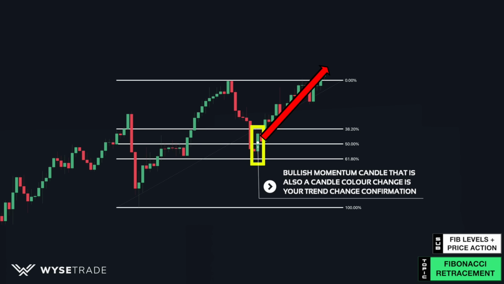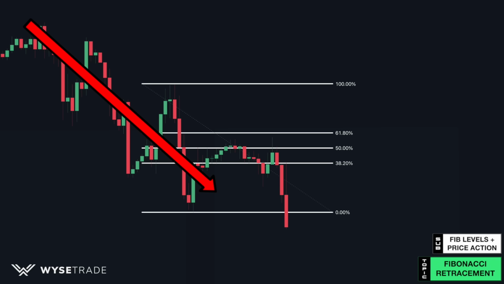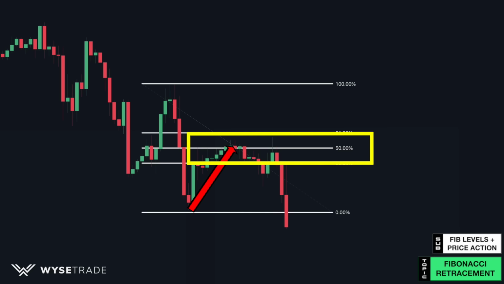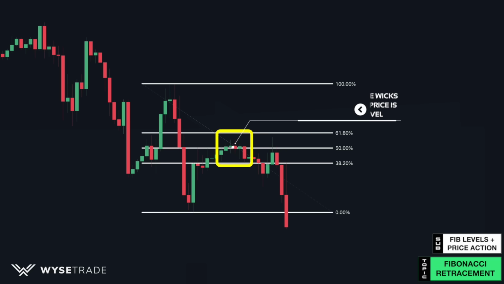Now in the opposite direction, you have a downtrend through the lower highs and lower lows. Price pulls back to the 50% Fibonacci area, which represents a deep pullback in an area of value within a moving downtrend. You had multiple candles with the wicks sticking out that formed right at the Fib level, showing that price is indeed reacting to the Fib level.